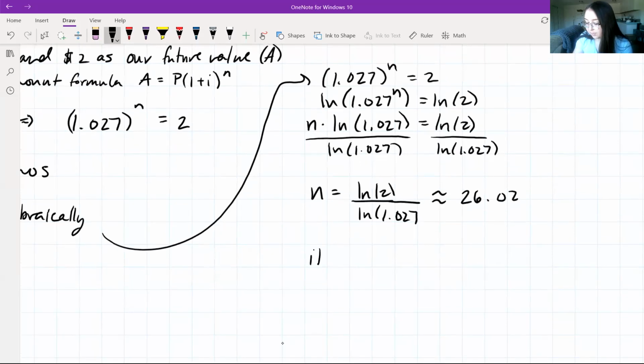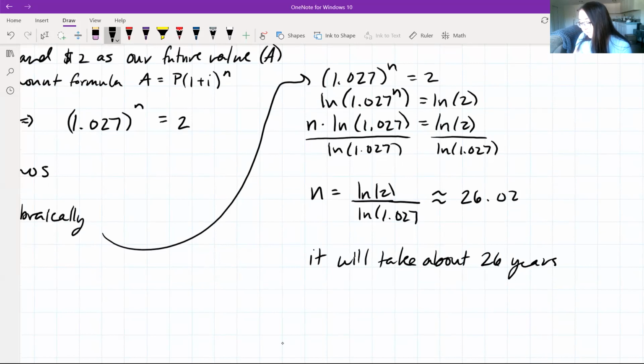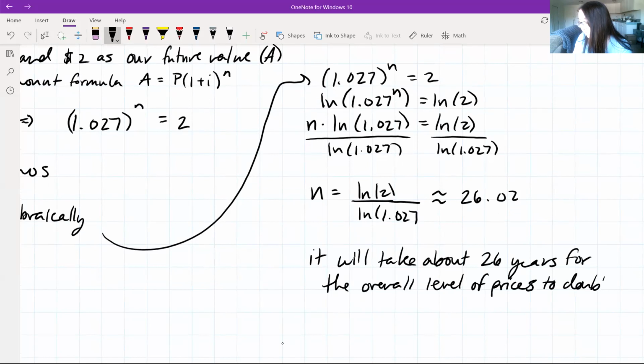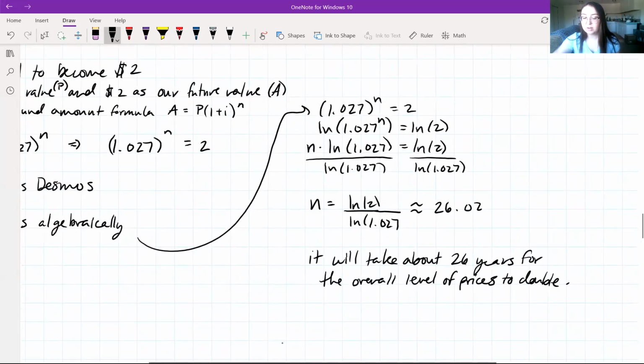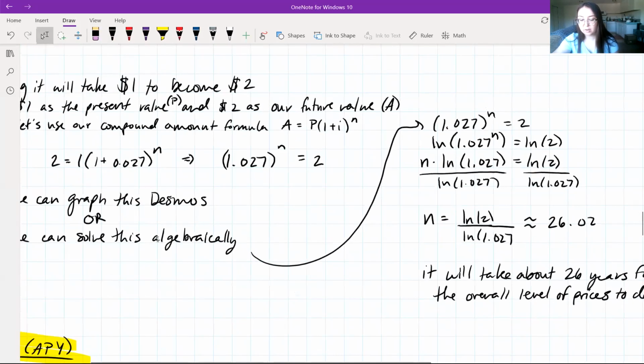So you can say it will take about 26 years for the overall level of prices to double. All right, so now let's see if we can find this value in Desmos.